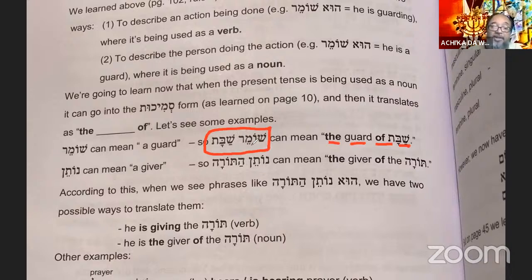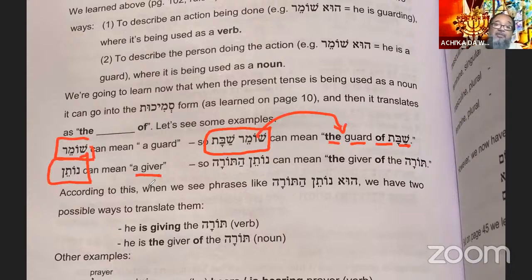Okay. It can be used this way. It's just a rule. You can use the present tense as a participle, but it has to be changed from a guarding to a guard. Are you going to remember this? No. What are you going to remember? All you want to remember is what I told you: that O sound is letting you know it's a present tense. Okay. Here, the giver, it can mean that.